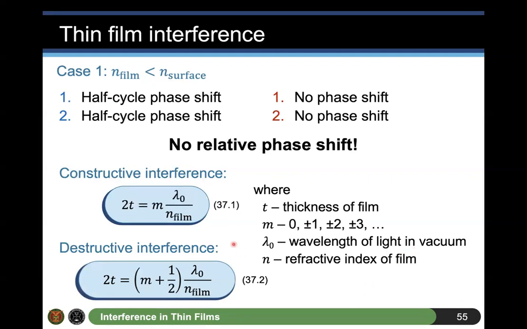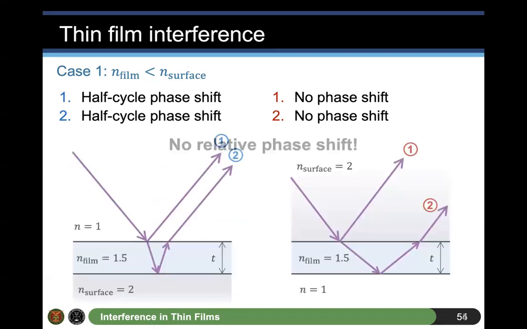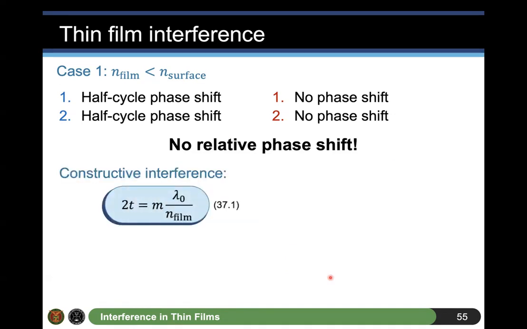So, it's similar to the path difference earlier, we just plug in here that the path difference is 2t, and then the lambda just scales with the value of the index of refraction of the film. Okay? So again, this is only true when, let us look again at the diagram, when the series of indices of refraction is either increasing or decreasing. Okay? So 1, 1.52 or 2, 1.51. So that's all you need to remember. Okay? That's all you need to remember for thin film.